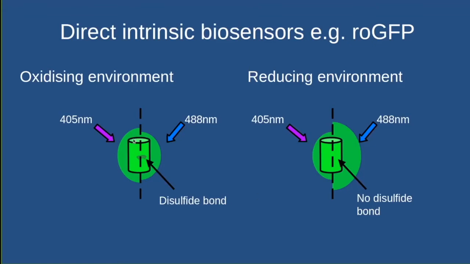If you transfer it to an oxidizing environment, this means you get disulfide bond formation on the beta barrel, which means that you get a lot less green fluorescence with a 488 laser. Interestingly, there isn't much fluorescence difference if you excite the GFP between the two environments with a 405 laser. So it becomes ratiometric when you compare the emission with a 488 over 405. This can give very fast responses and allow you to measure things at high spatiotemporal resolution.